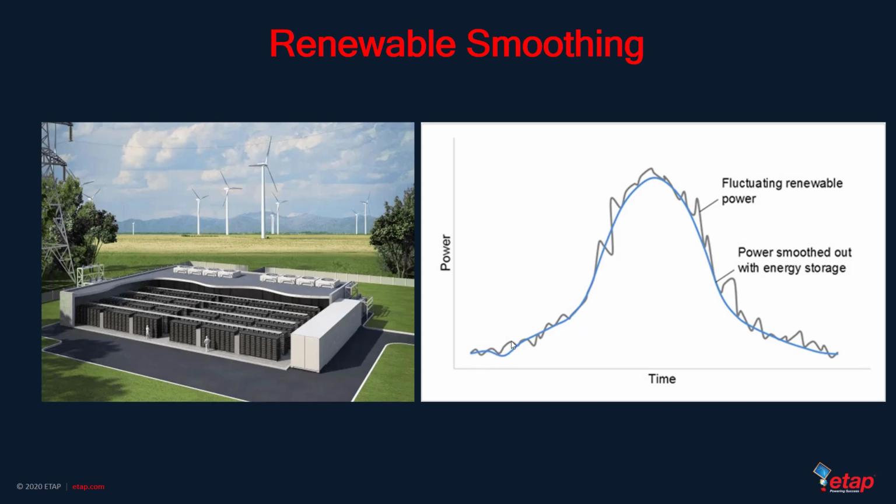So in other words, when we look at the PV profile or the variability, which is shown in this gray line, we use the energy storage system to essentially smoothen out these disturbances or fluctuations and convert it into something smoother as represented in this blue line. So let's take a look at renewable smoothing in terms of simulation using ETAP software.